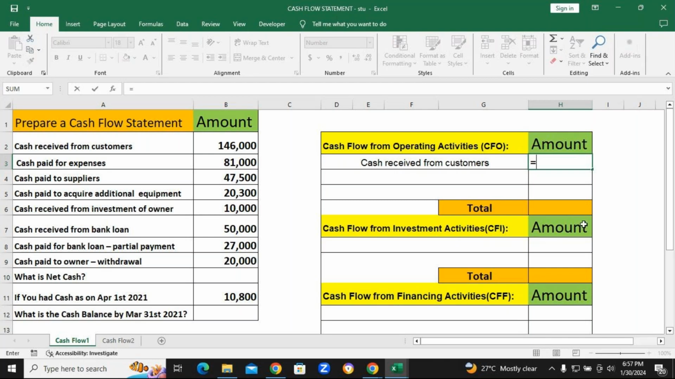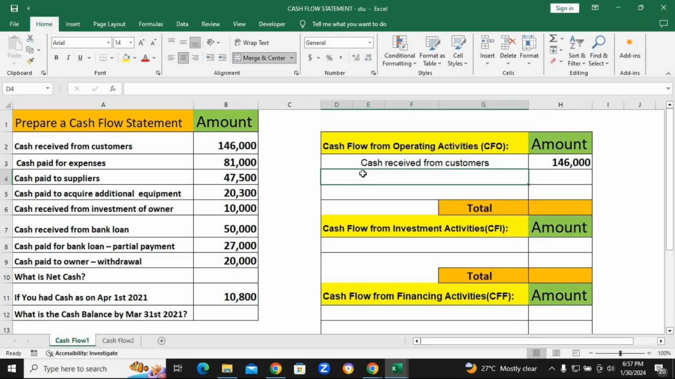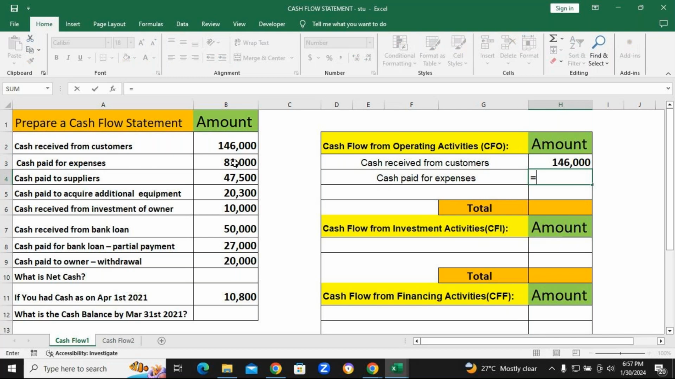So here there is a cash inflow coming into the business. So I'll take this 1,46,000 as a positive value. Then cash paid for expenses. So equals, I'll take this line item here. I have to put the amount. So now cash paid for expenses. Here what is happening? Cash is going out of the business. So I'll put minus 81,000. Okay. Money is going out of the business. That is why I'm taking the value as negative.